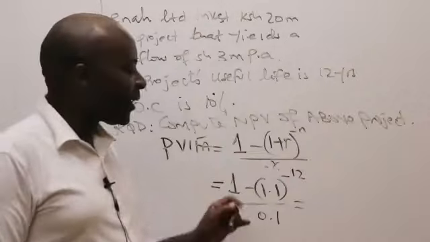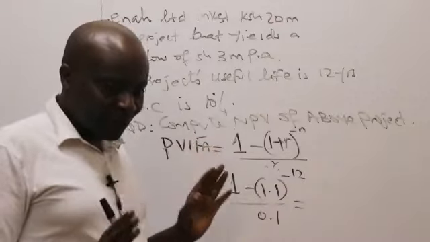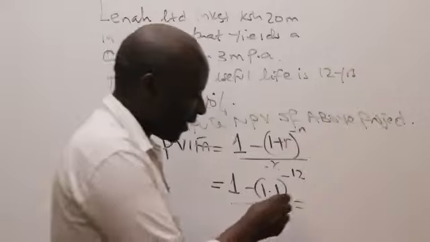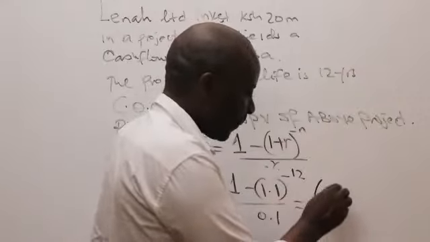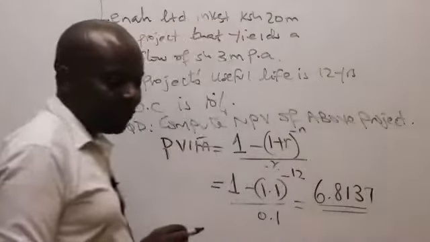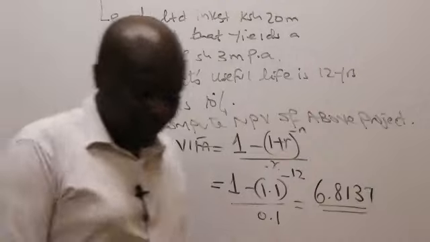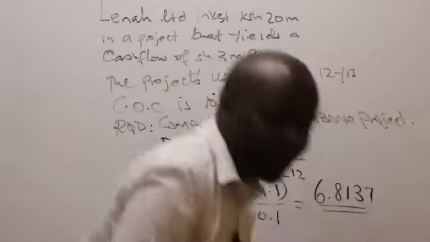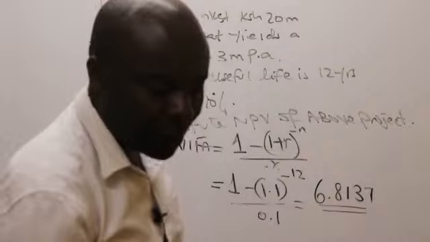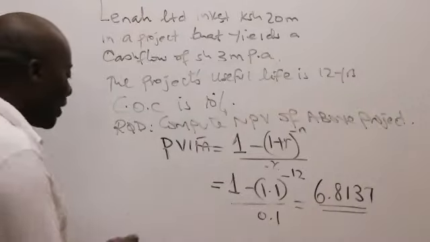But I would really appreciate it if you can give me the PVFA in isolation alone. PVFA in isolation is 6.8137. Thank you very much. Once you have given me that figure, I can see somebody giving me a different figure, or perhaps it's because of rounding off. Yes, perhaps it's rounding off. 6.8137, 4 decimal places.